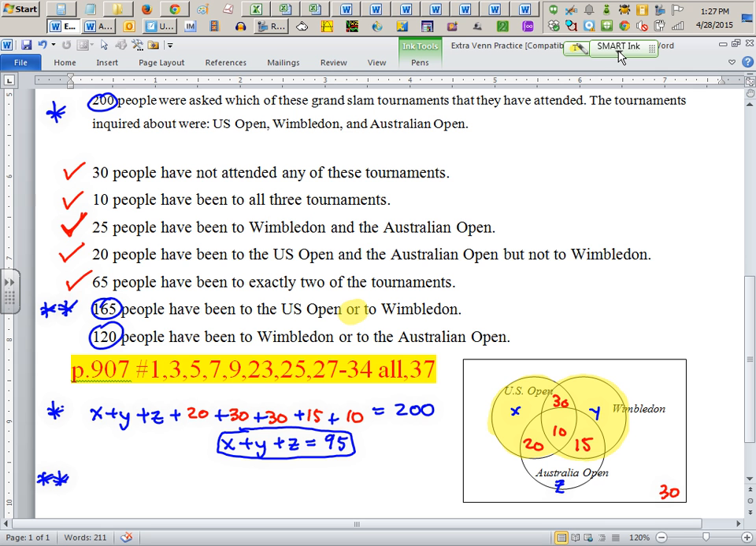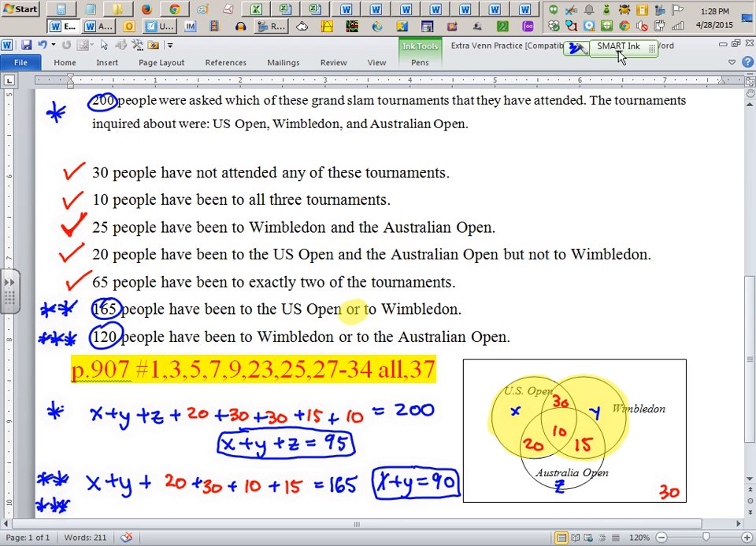Okay? But I can write an equation for that. We have x plus y plus the 20 and the 30 and the 10 and the 15, and this is all equal to 165. So this equation then simplifies to x plus y equals 90. Okay, and then the last one, triple asterisk here like this.